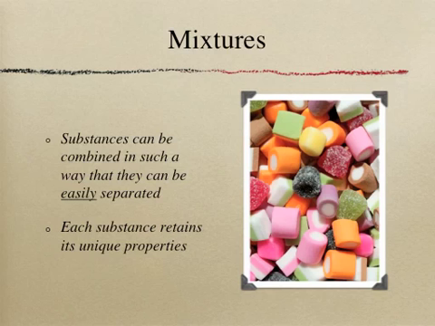A mixture is a substance that can be combined in such a way that the components of that substance are easily separated. Additionally, each substance in the mixture retains its unique properties. So in this example of candy, we've got a large number of different kinds of candy, and you could separate out each type of candy pretty easily. And additionally, each piece of candy retains its unique flavor.